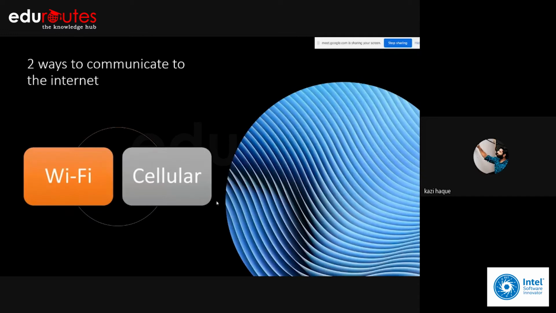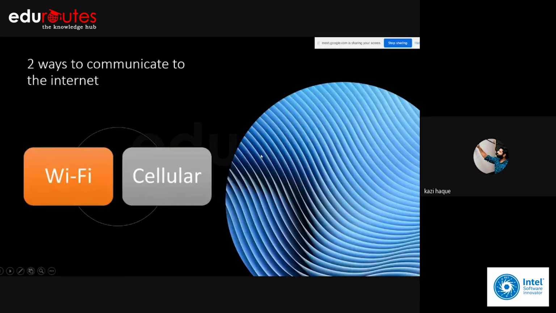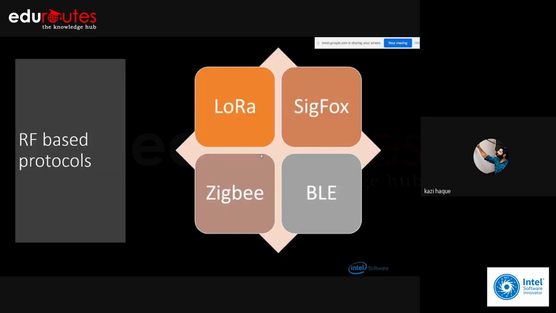So now obviously the network connectivity can happen via two ways. There are other ways also that will come up. There is Wi-Fi connectivity, there is cellular connectivity obviously available. Okay, there are different kinds of protocols. Now these are the connectivity options and these are the protocols through which they connect.